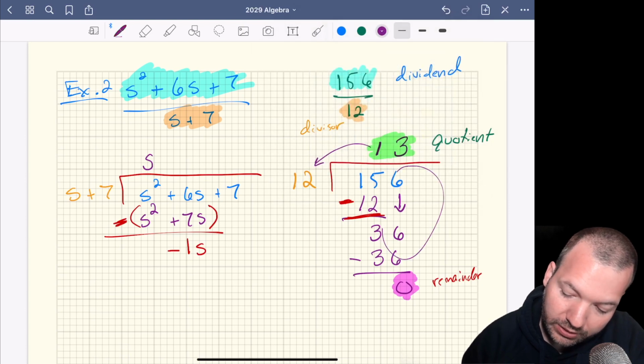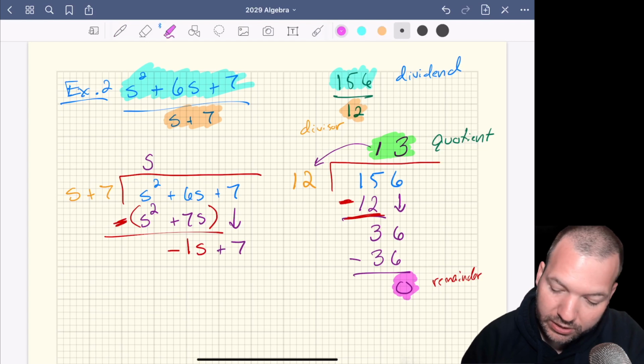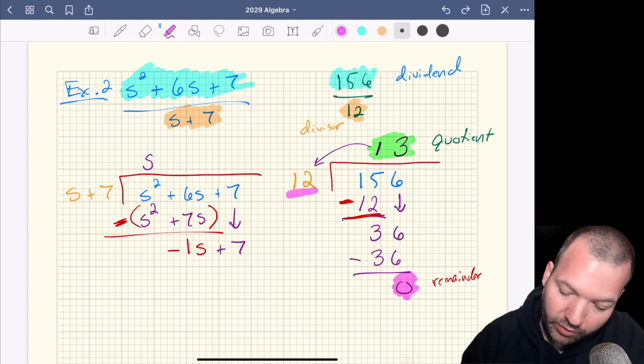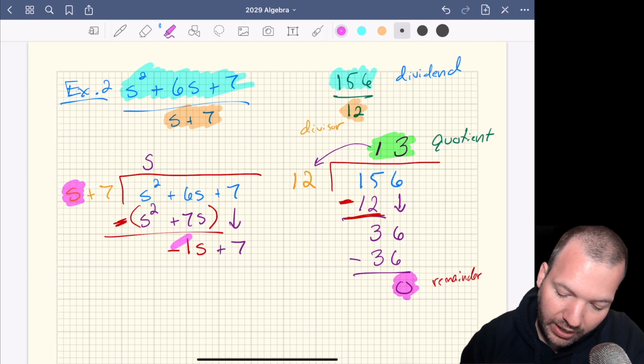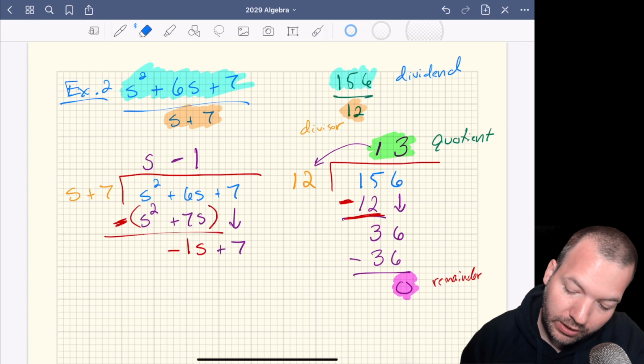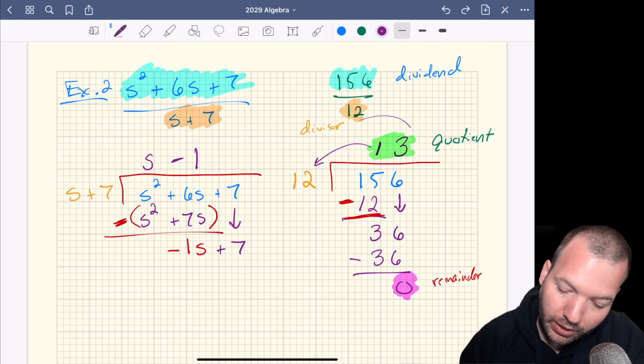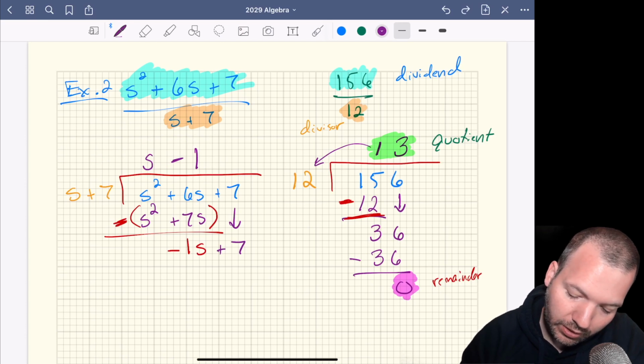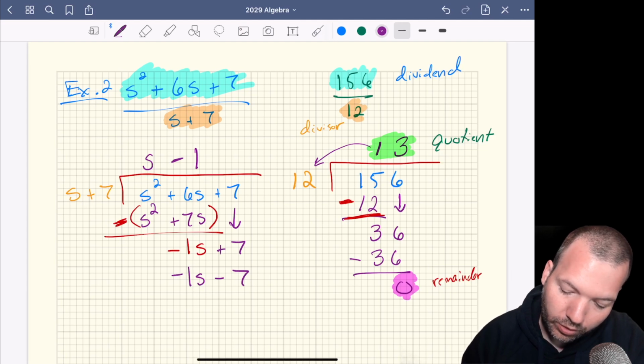And then I continue the process. Just like I brought the 6 down over here, I'm going to bring down the plus 7. And then I'm going to say, not how many times does 12 go into 36, but what times this s would make a negative 1s. And hopefully you can tell, oh, that's a minus 1, right? And then again, I'm going to multiply in, just like I did a second ago with the 3 times the 12 to get the 36 down here. I'm going to do negative 1 times the s plus 7. So that makes negative 1s minus 7.